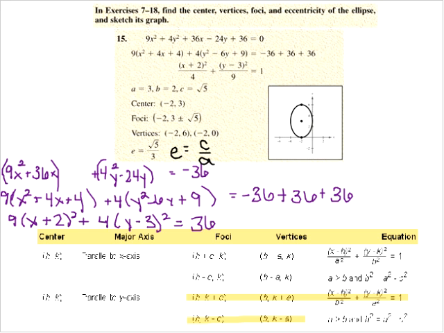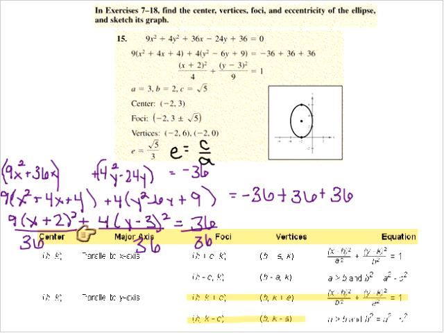equals 36. But we don't want it to equal 36, we want it to equal 1. So what we have to do is divide each part by 36. That gives us our formula up here: x plus 2 squared over 4 plus y minus 3 squared over 9 equals 1. Now we can start picking out the information we need to find the center, the vertices, the foci, and the eccentricity. The center is just your opposites here, so negative 2, positive 3.